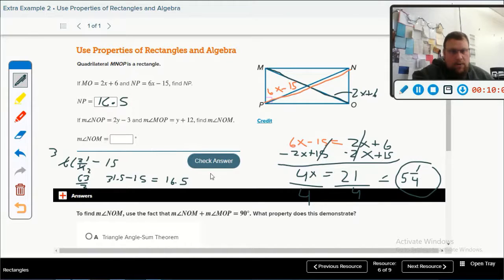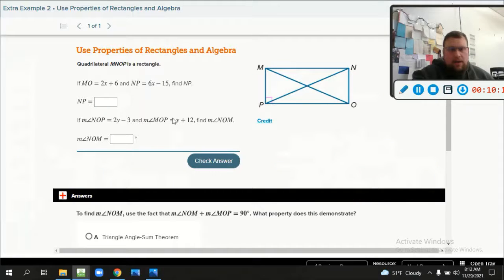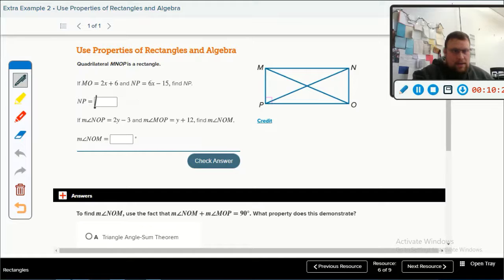All right. Take a look at that. That should be a 6. I'm going to erase it here in just a second because I got to make room for our next problem. So again, that's 16.5.